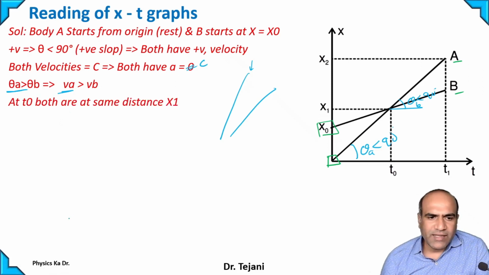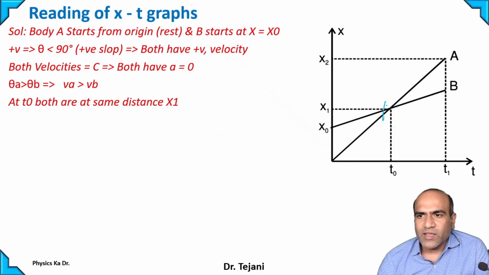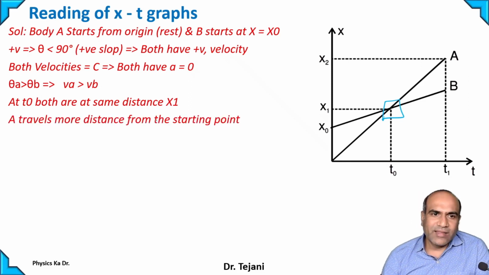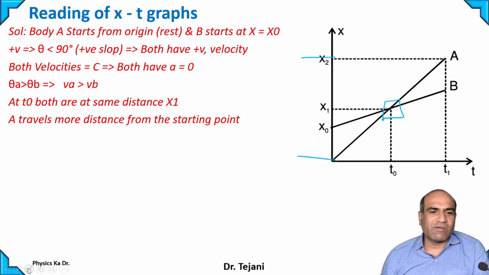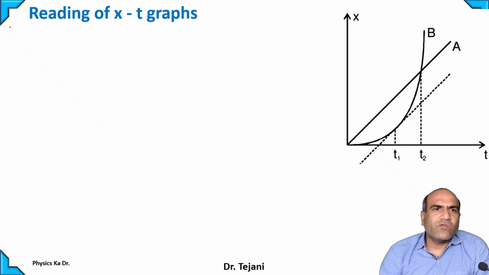Then the next comparison is given at T0: both are at the same distance x1, and A travels more compared to B. A travels a larger distance compared to B. So we have one more graph. Let's read this graph.